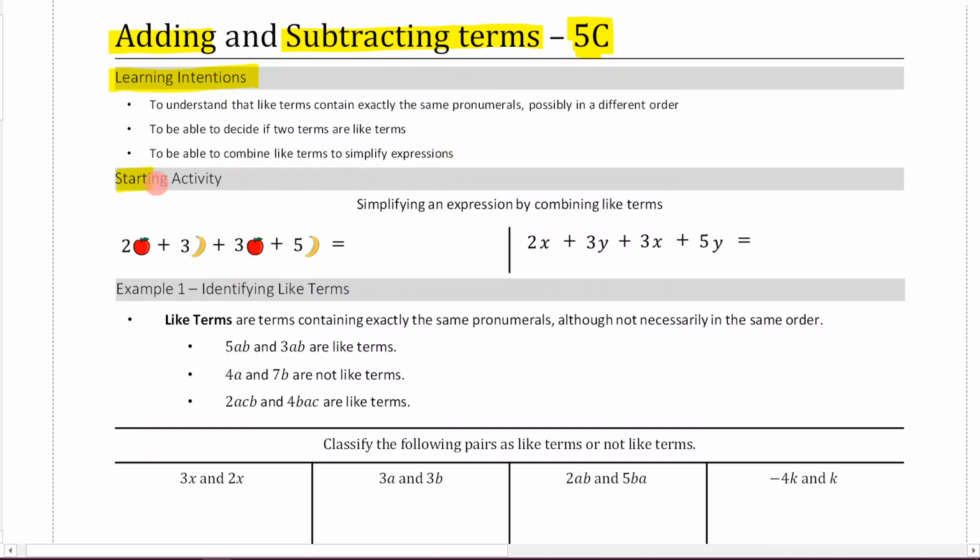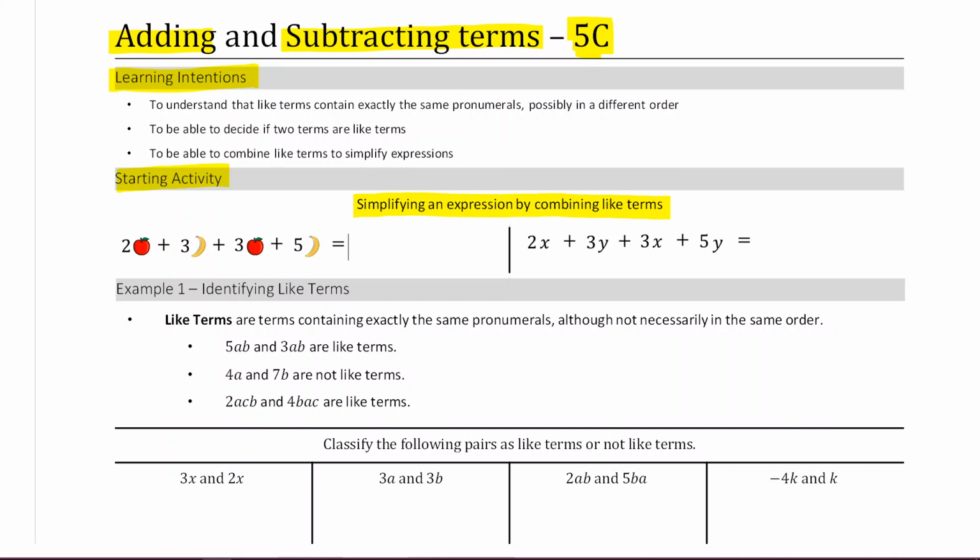Okay, what's our starting activity? Our starting activity is to simplify an expression by combining like terms. So here we have an example, and instead of pronumerals, I've actually used just fruit here. Now, if I said I have 2 apples, 3 bananas, 3 apples, and 5 bananas, what is a simpler way of saying this? Because it's asking us to simplify it.